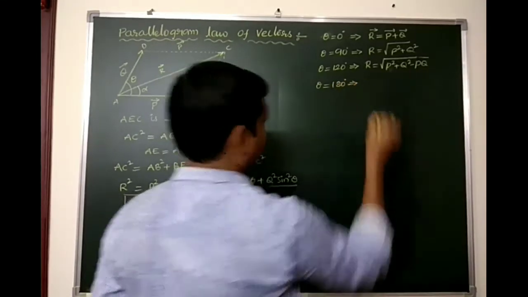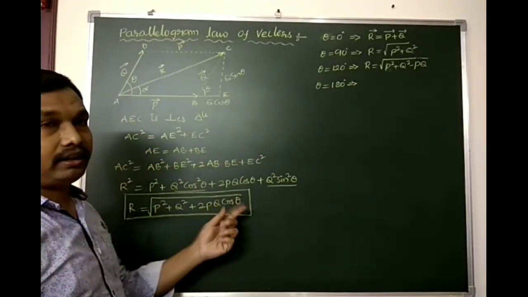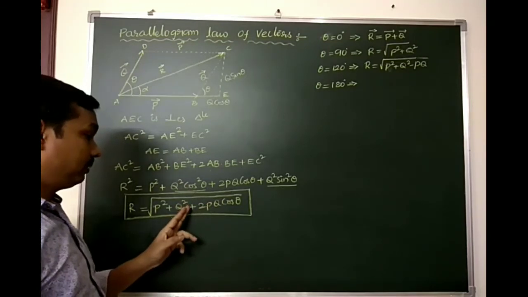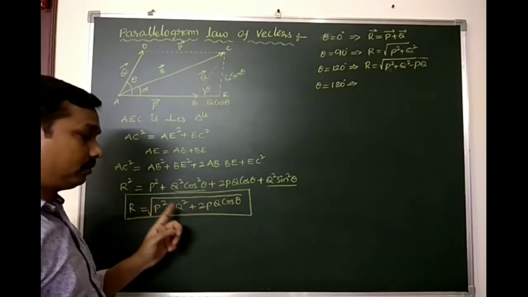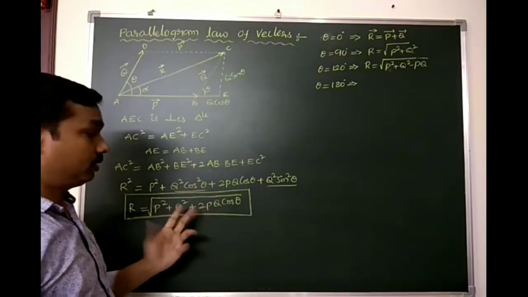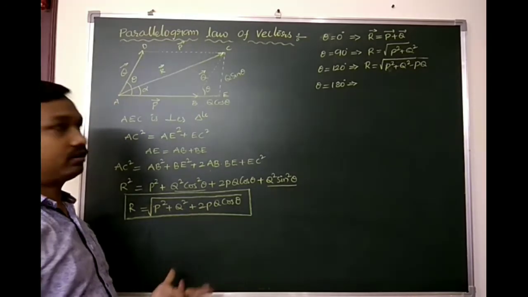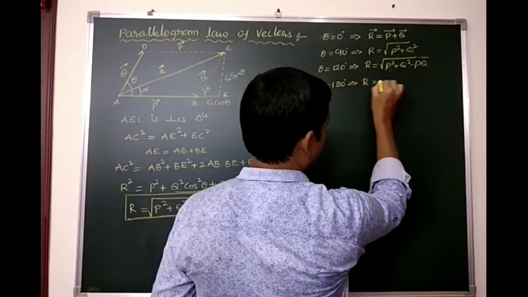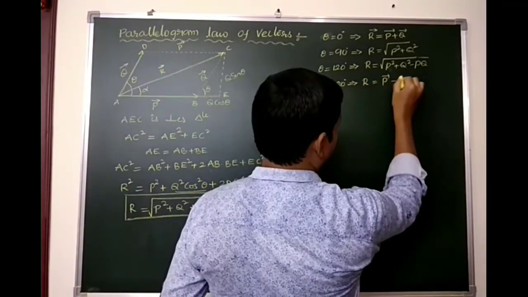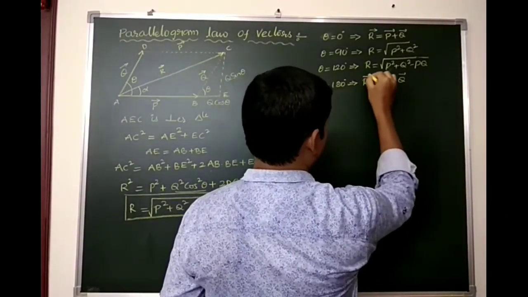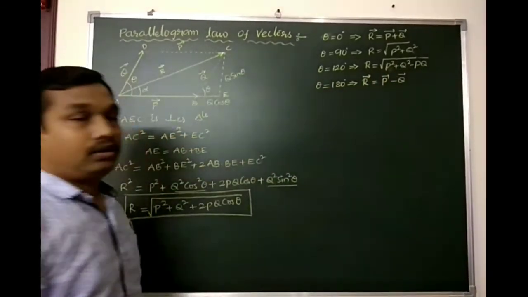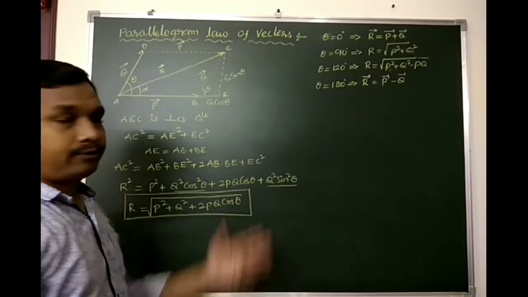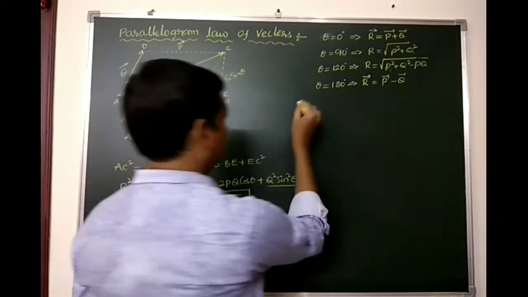And theta is equal to 180 degrees. If it is 180, cos 180 value is minus 1. So we will get P square plus Q square minus 2PQ. So we'll get P minus Q whole square. Square and root cancel. So R equals P minus Q. Okay, these are some of the few cases, and let us take one more.